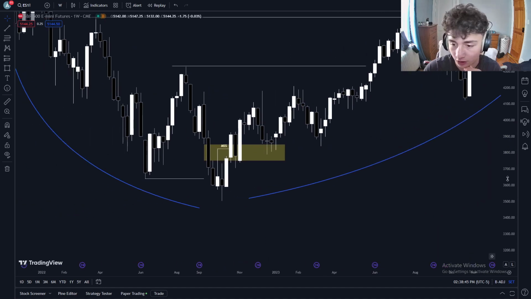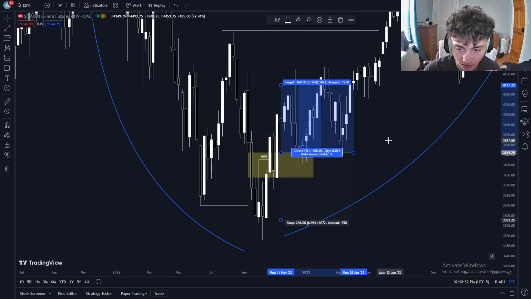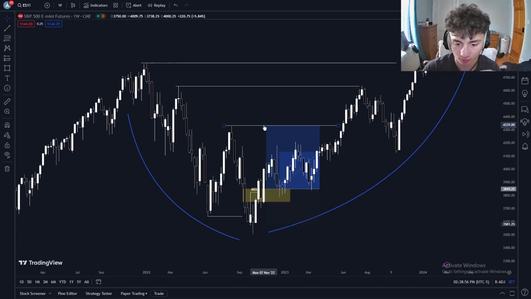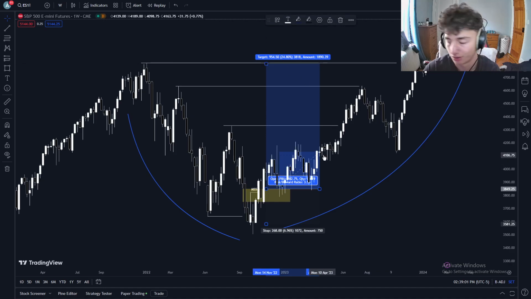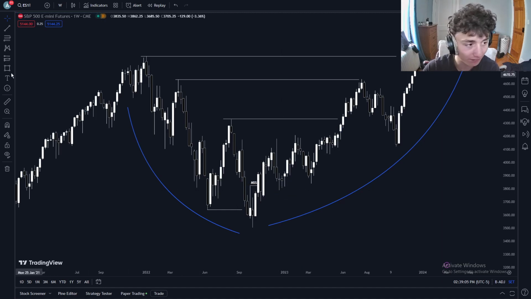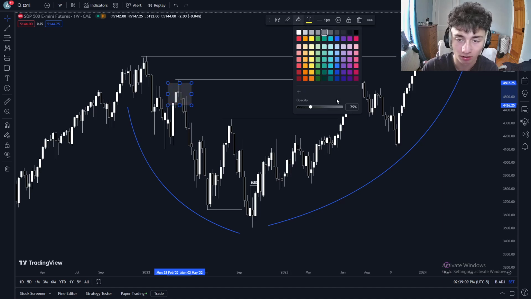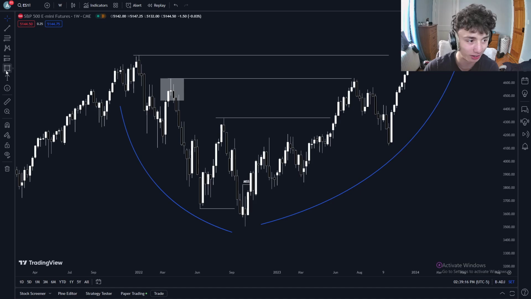Clear inversion fair value gap. You could have entered in long, 1000% up to this high, TP1, up to this high, TP2, up to this high, TP3. On a weekly chart, you have everything. Reaccumulation zone right here. It's insane. This is going to make you the most profitable trader in the world if you master the strategy.